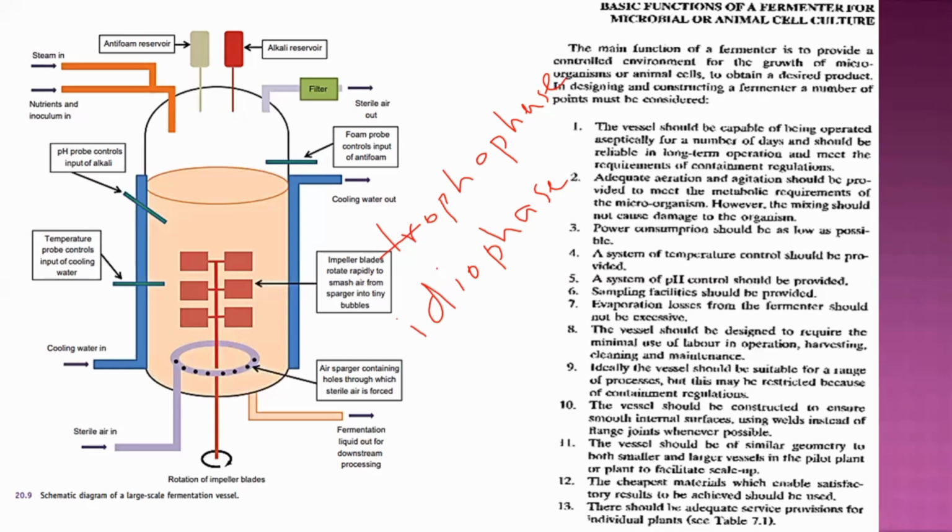A fermenter should be designed in a manner that it uses less labor in operation, harvesting, and cleaning and maintenance. A fermenter should be suitable for a range of the processes and should ensure smooth internal surface. And the cheapest material should be used so as to ensure the cost is effective. Now we have types of fermenters.